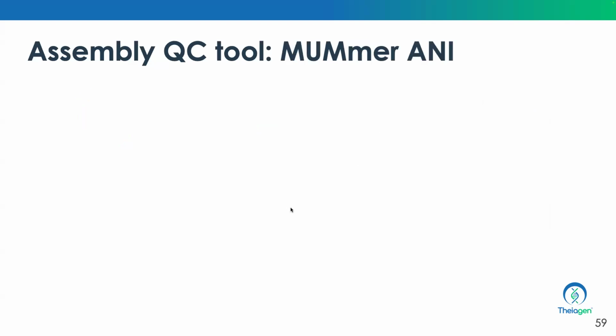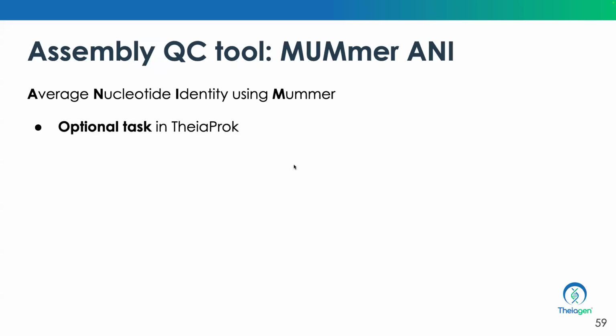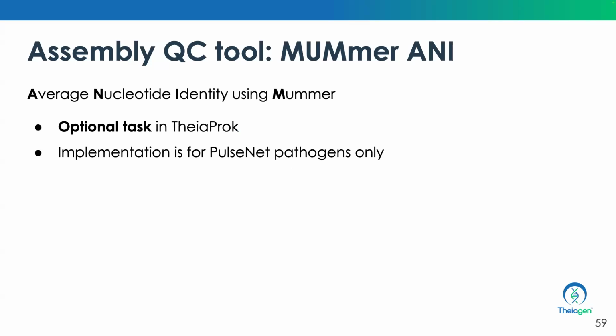And the other optional tool is the MASH ANI, which looks at the percent identity, or the nucleotide identity, using MASH. And this is an optional task, so it's not launched by default. You have to activate it. As I mentioned, I can show you how to do that on Thursday. And this has been implemented for PulseNet pathogens only. So those who are familiar with PulseNet, you know what PulseNet pathogens are. For example, Vibrio, E. coli, Shigella, Salmonella, Listeria, and Campylobacter.